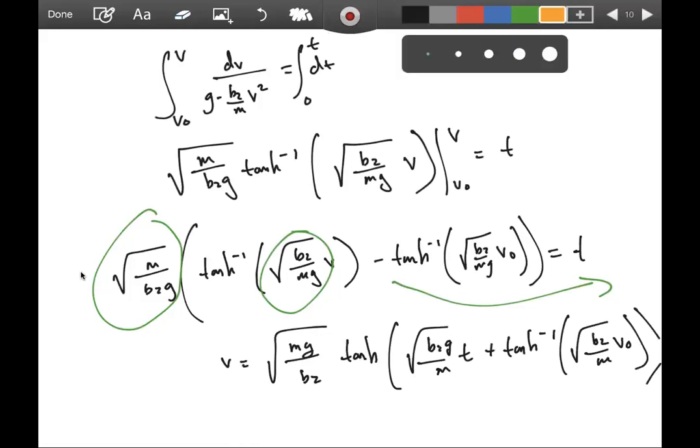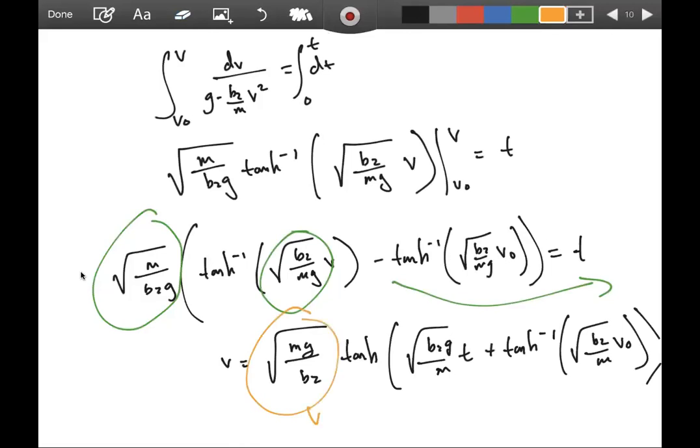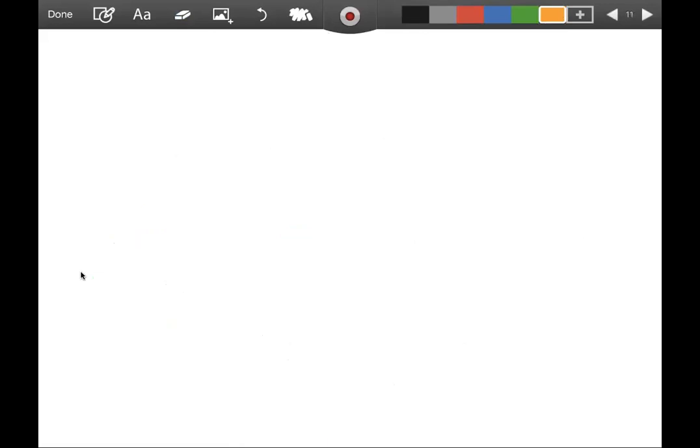As I said, notice that the front term here is just the terminal velocity. So what we want to do is look at what happens when time goes off to infinity. To do that, I'm going to make a simplification. I'm simply going to say, let v0 equal 0, so the inverse hyperbolic tangent of 0 is simply 0, and this term goes to 0, just to make my life a little bit easier. So in that case, my velocity is just the square root of mg over b2 times the hyperbolic tangent of the square root of b2g over m times t.